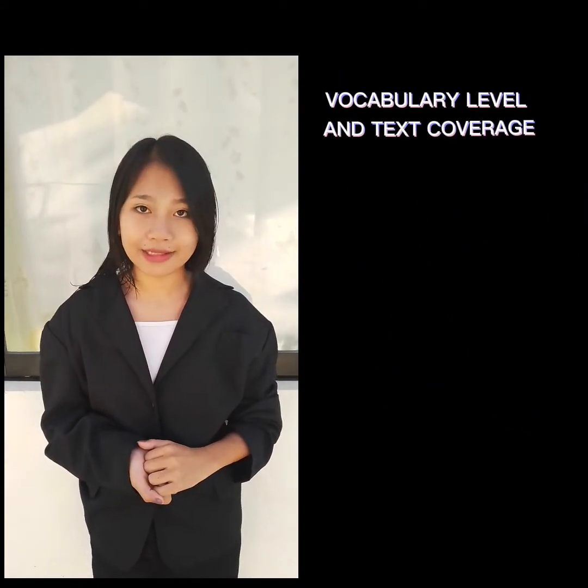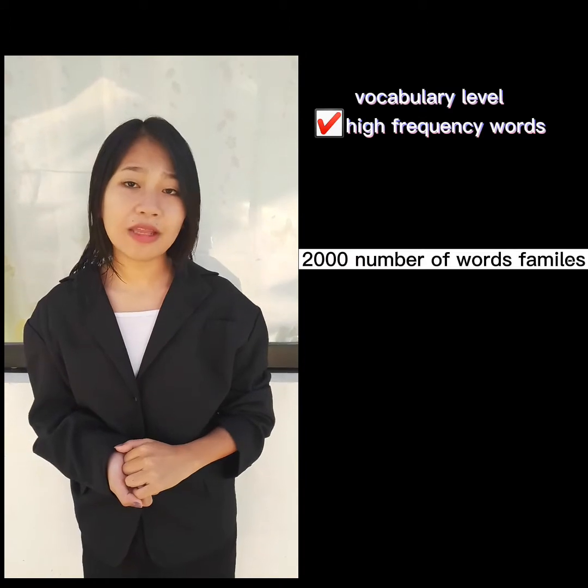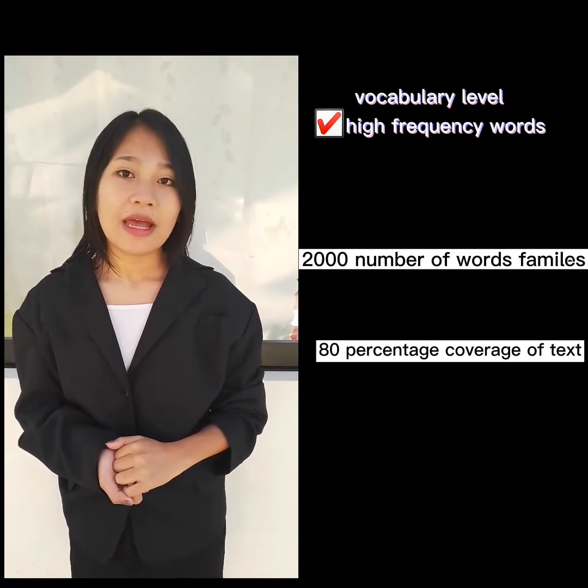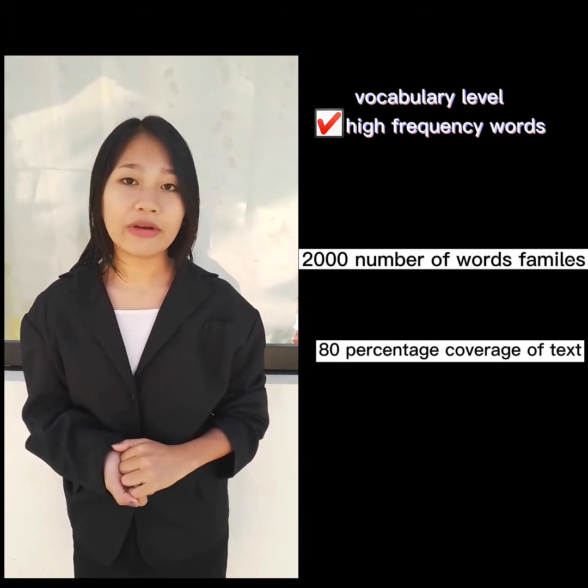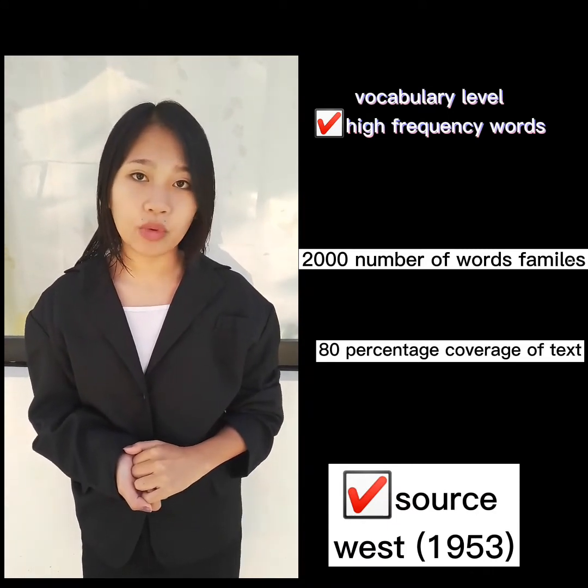Okay, here in vocabulary level and text coverage. In vocabulary level, in the high-frequency words, there are 2,000 word families and 80% coverage of text, and the source is West in the year 1953.